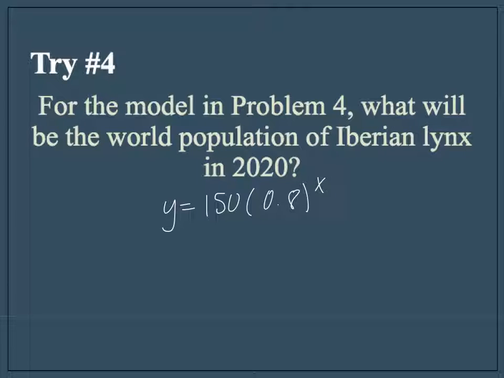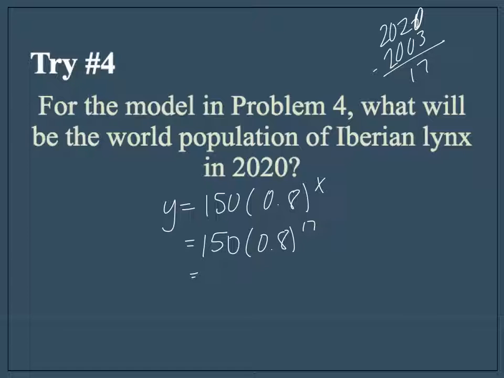Now it's 2020 is the year, so 2020 minus 2003. We should know that that's a 17-year difference. So if I substitute 17 for my x, we should get an answer of about 3 Iberian lynx.